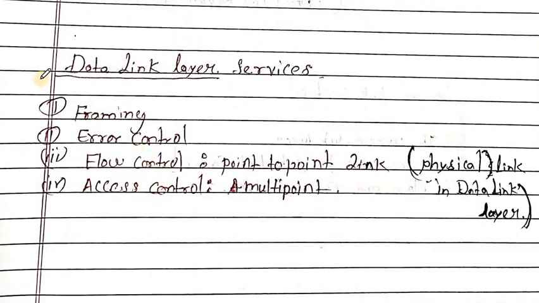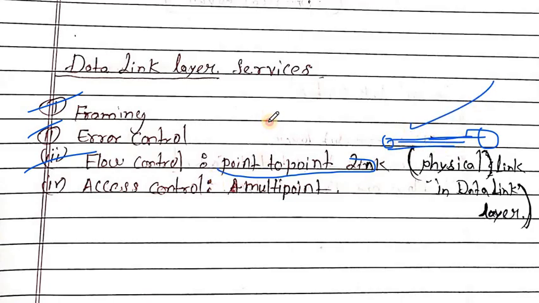Now, in the data link layer we have learned framing, error control, and flow control. Flow control is for a point-to-point link. A point-to-point link is a physical link, which can be a cable between two hosts. When two hosts are connected with a cable, this is a point-to-point link. Now here the access control is for multi-point.